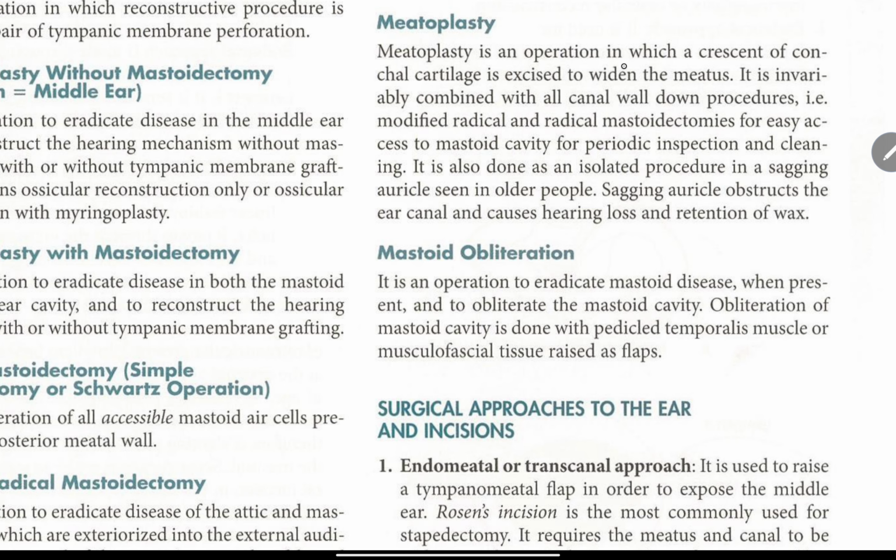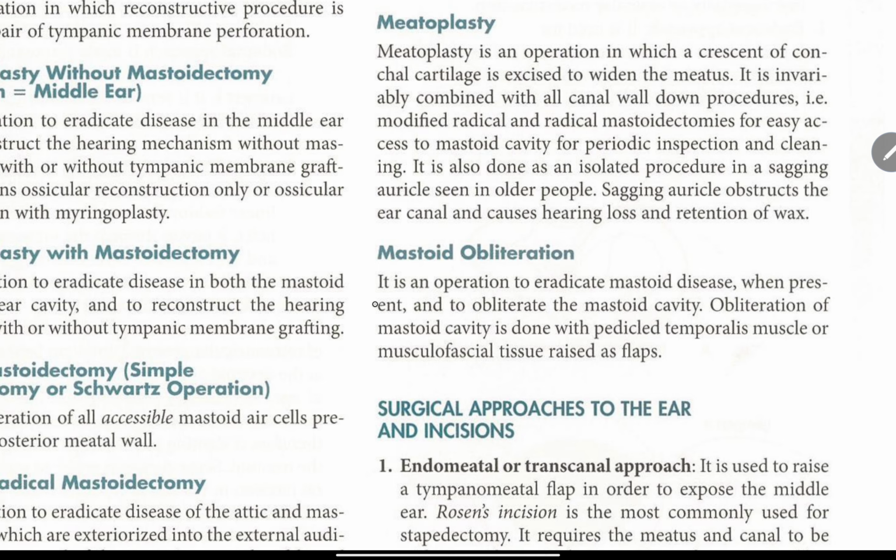Meatoplasty. Meatoplasty is an operation in which a crescent of conchal cartilage is excised to widen the meatus. It is invariably combined with all canal wall down procedures, that is, modified radical and radical mastoidectomies, for easy access to mastoid cavity for periodic inspection and cleaning. It is also done as an isolated procedure in a sagging auricle seen in older patients. Sagging auricle obstructs the ear canal and causes hearing loss and retention of wax.